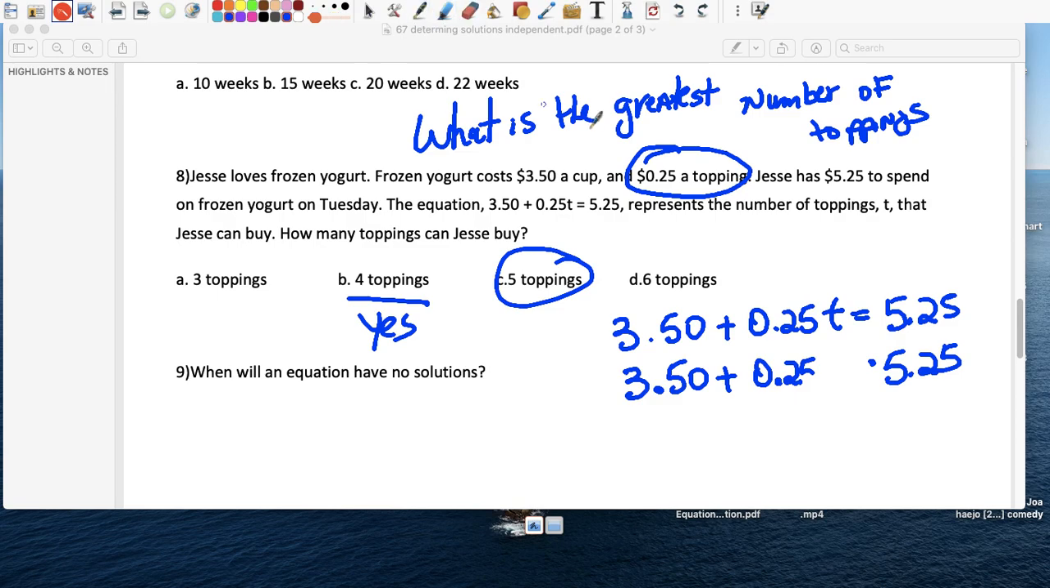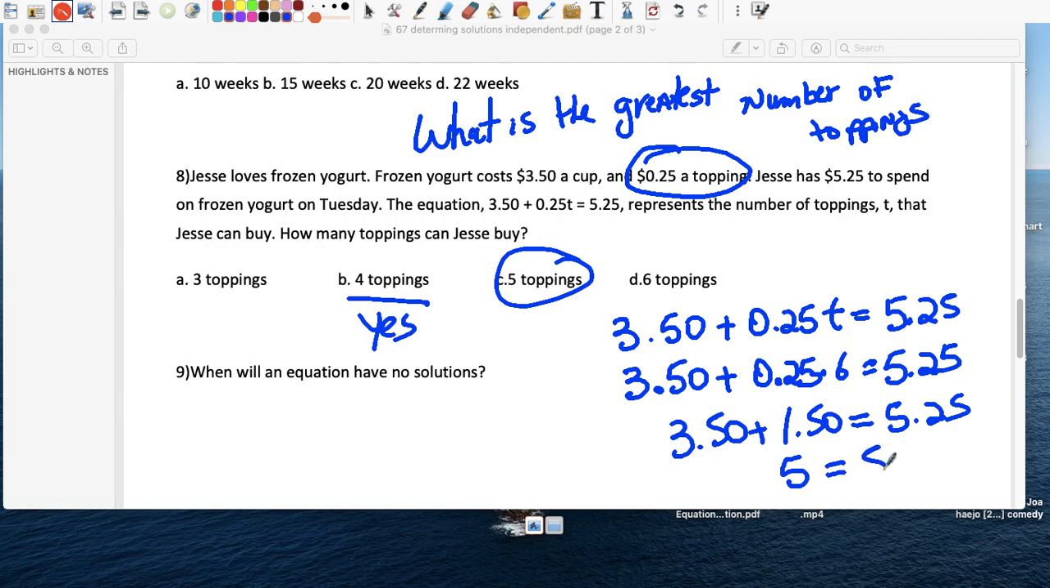And then lastly, can she get six toppings? Puede coger ella six toppings. So we got 3.50 plus 0.25 times six, which is 1.50. And 5.25. So 3.50 plus 1.50 is cuánto? It's $5. Which no es igual a 5.25. So can le alcanza? Can she get six toppings? Yes. Okay.